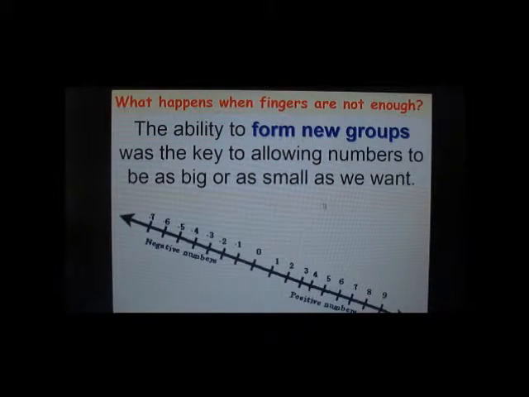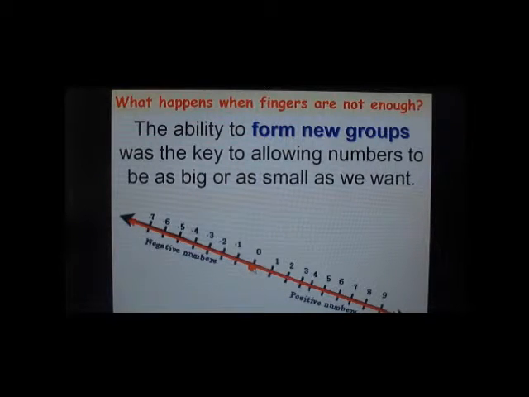But what happens when you run out of fingers? You only have 10. Then it becomes necessary to form new groups. And forming new groups is the key to being able to count forever in actually 2 different directions. Here's 0, that starts everything. And you can count along with the positive numbers that we first learn as little children.